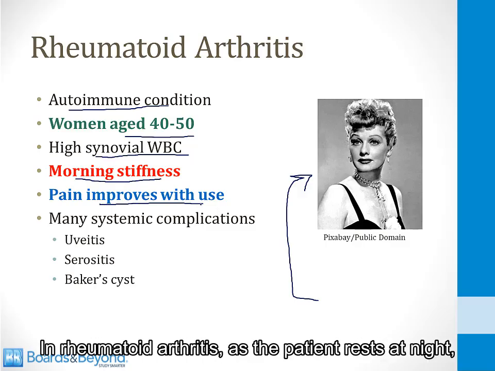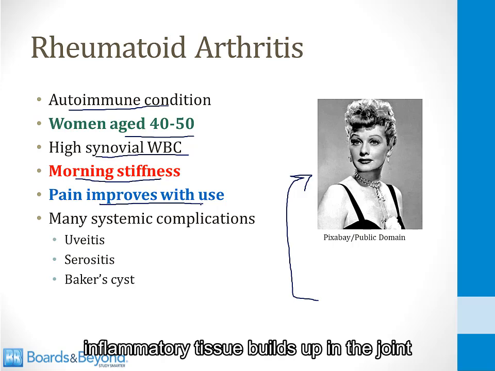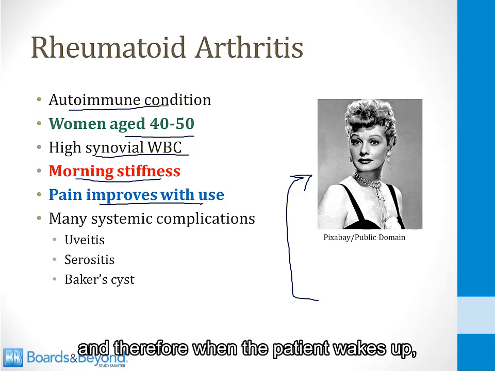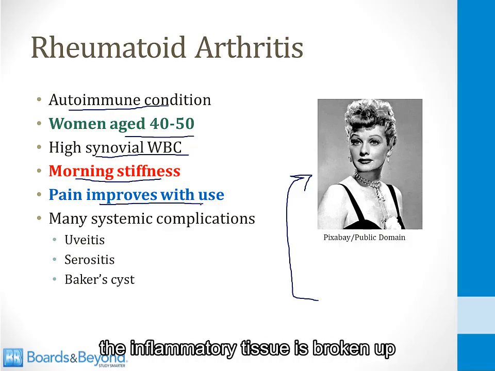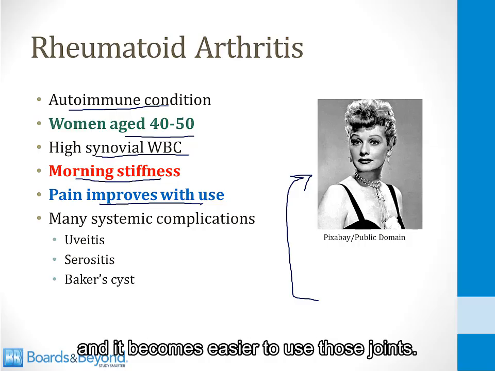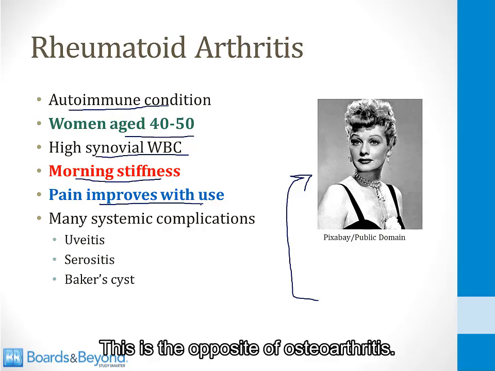In rheumatoid arthritis, as the patient rests at night, inflammatory tissue builds up in the joints, and therefore when the patient wakes up, they are very stiff and painful. As the patient uses the joints, the inflammatory tissue is broken up and it becomes easier to use those joints. This is the opposite of osteoarthritis.